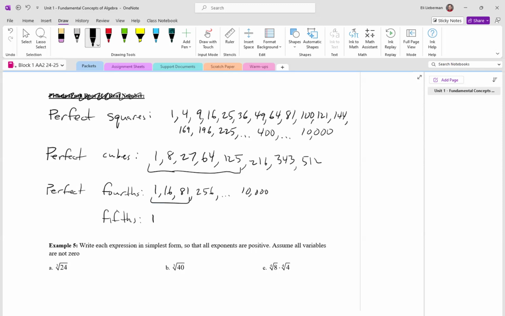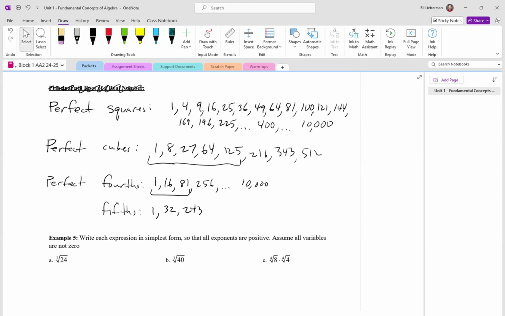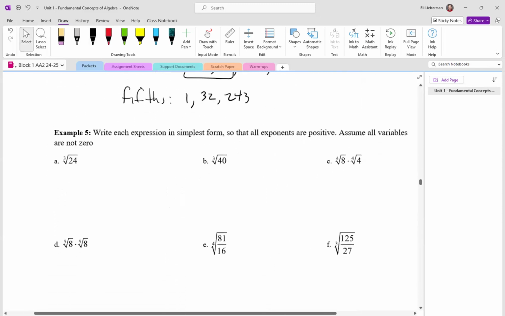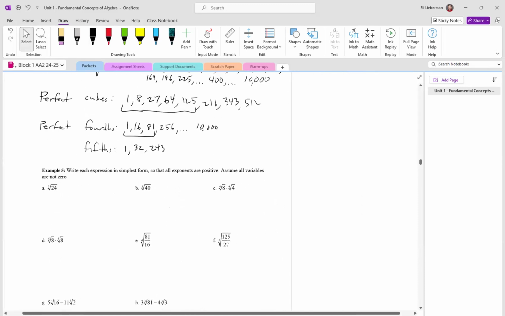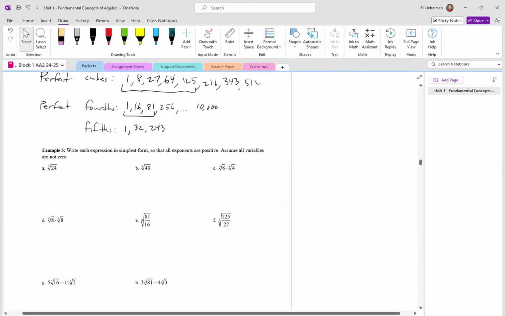Perfect fifths. We'll start with 1, then go to 32, and that's basically all you really need to know, but let's do one more. 243. That's good to know. We expect you to know fifths. Yeah, those 3, well, at least the first 2. And if you don't know it like this, I expect you to be able to figure it out. They're pretty rare though. And when I say fifths, these are also perfect fifths.